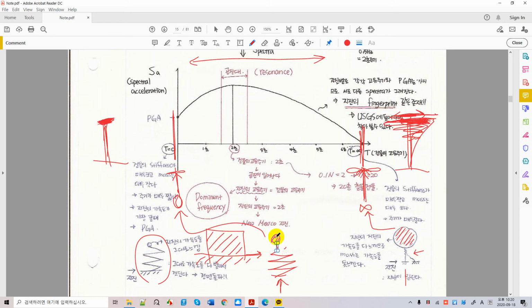So what happens here, when your stiffness is very flexible, what happens? Let me try to put clear diagrams for that. Okay, erase it.